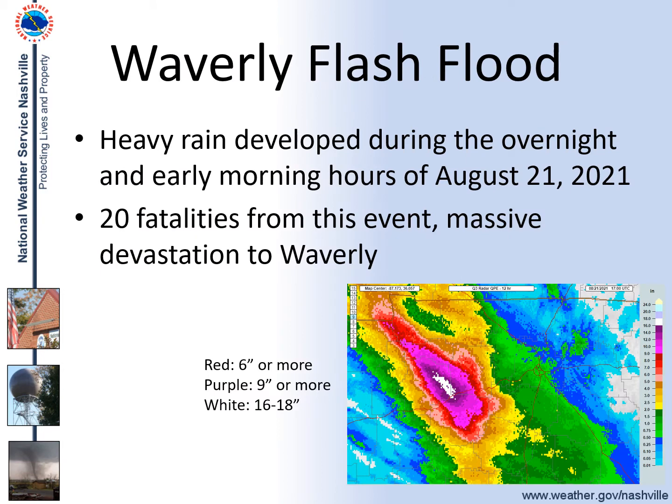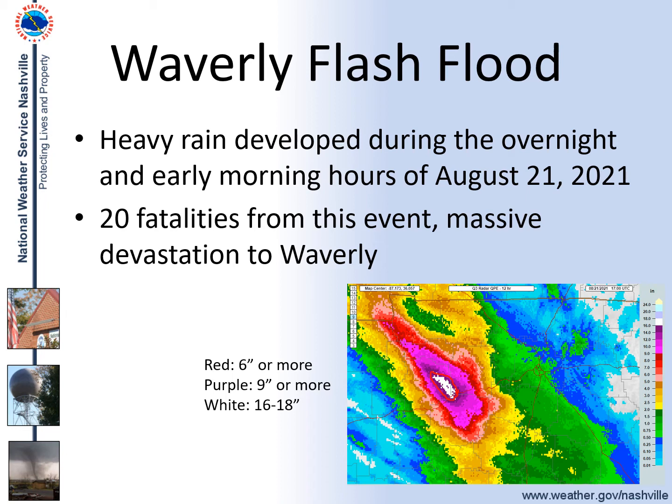More recently, the flash flood in Waverly was a very significant event. This graphic here on the bottom right shows the rainfall that caused this devastating flooding that killed 20 people. The area in red indicates at least 6 inches of rain. If you move up to the purple color, that's at least 9 inches of rain. And then here in this little white area, that is the max rainfall amount of 16 to 18 inches, which fell in McEwen. And the rain that developed in the overnight hours really intensified that morning.